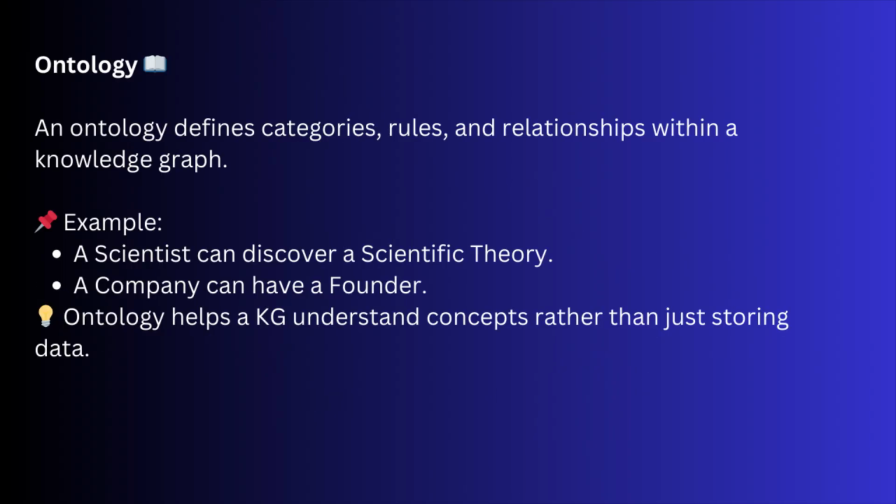The next term is ontology. An ontology defines the structure, relationships and meaning of the data within the graph. It serves as a formal schema or blueprint that organizes information in a way that machines can understand and reason about. Basically, ontology defines rules and constraints.